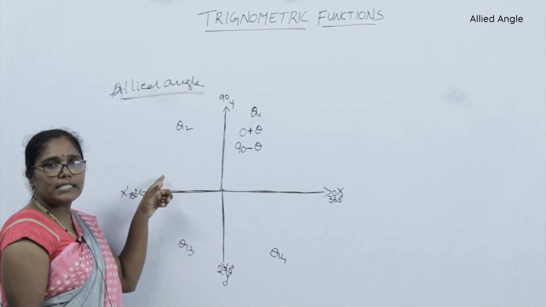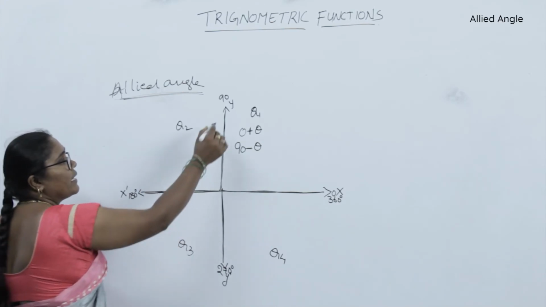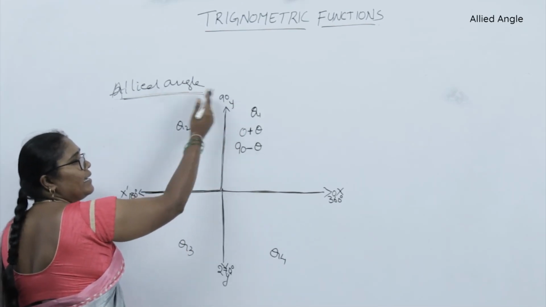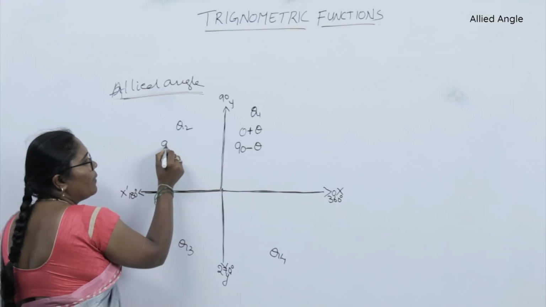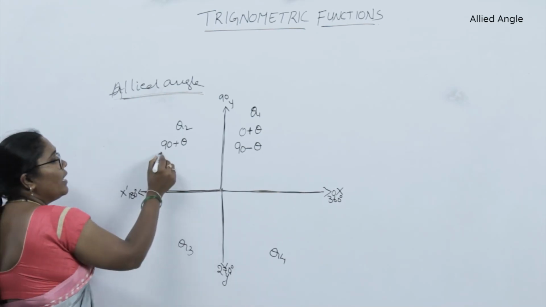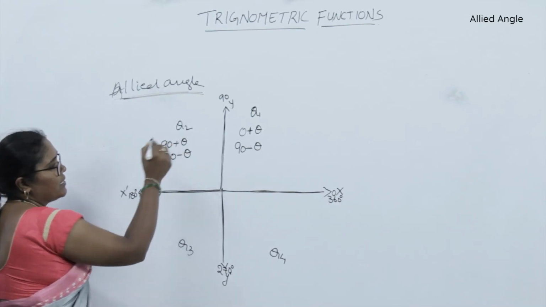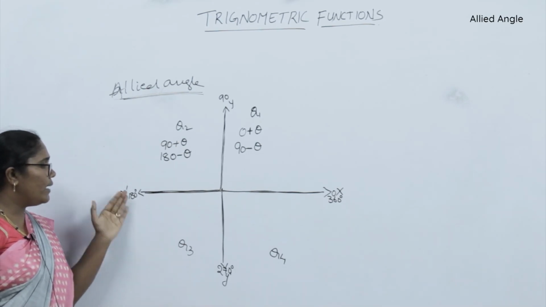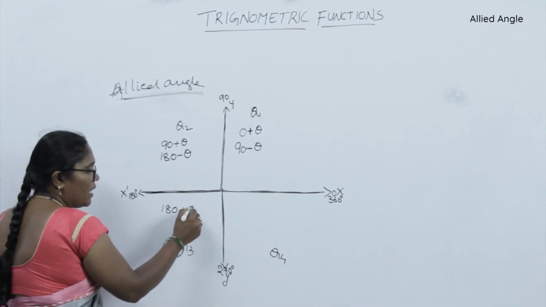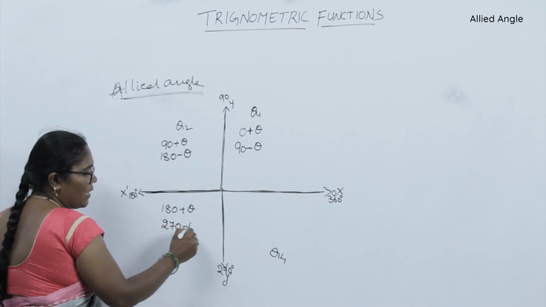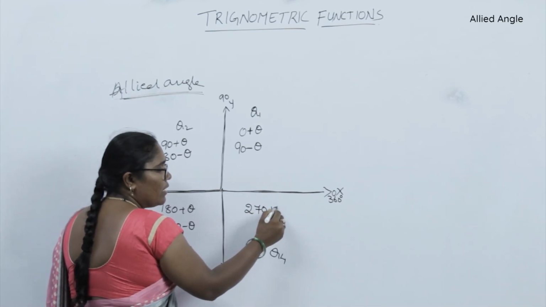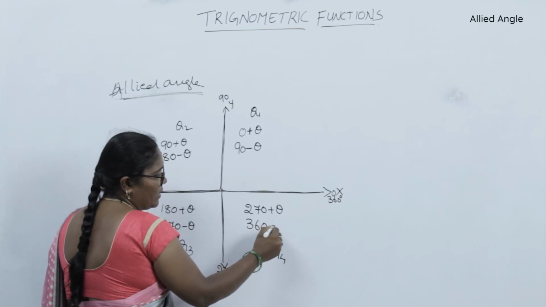Coming to the second quadrant: here the angles are 90 to 180. Above 90 and within 180, which allied angles can come? Above 90 means 90 plus theta, and within 180 means 180 minus theta. Then in the third quadrant, above 180 and within 270, we write 180 plus theta and 270 minus theta. And in the fourth quadrant, another two values: 270 plus theta and 360 minus theta.